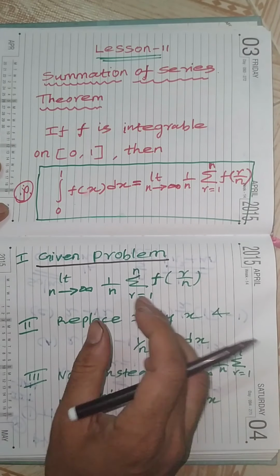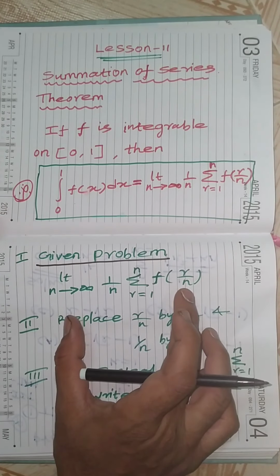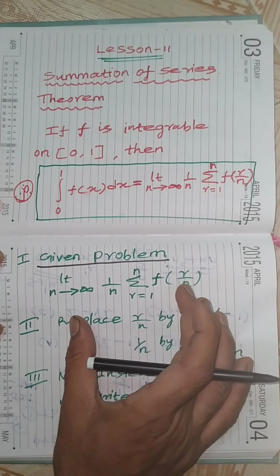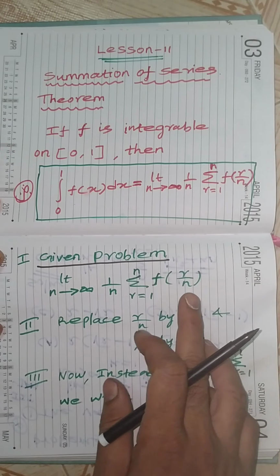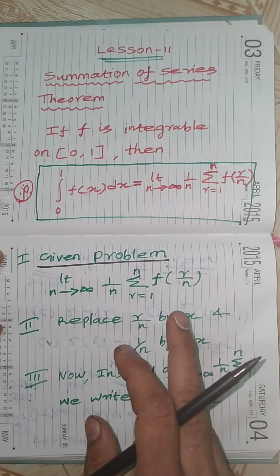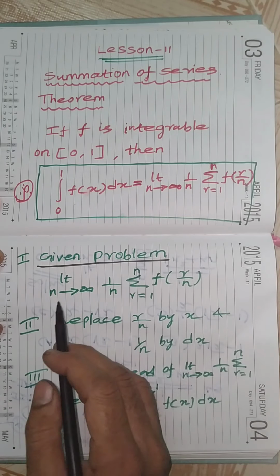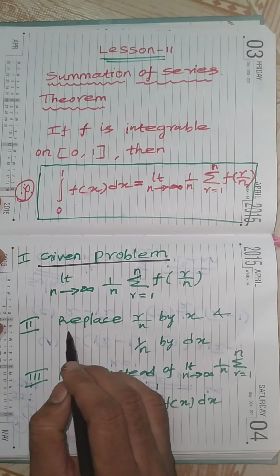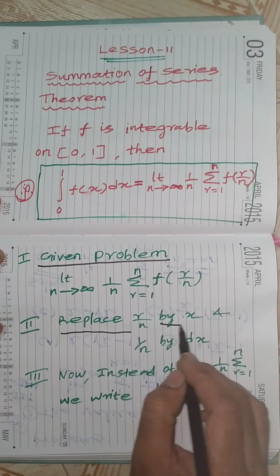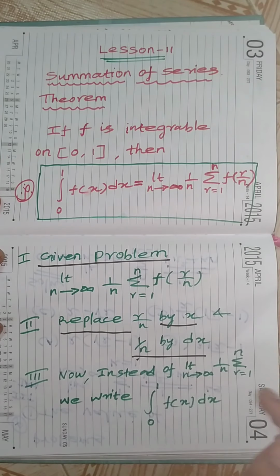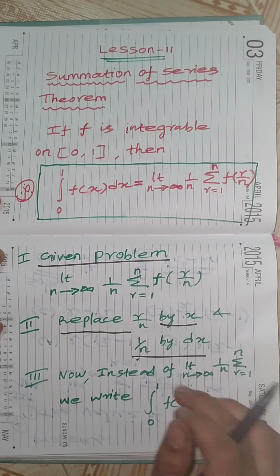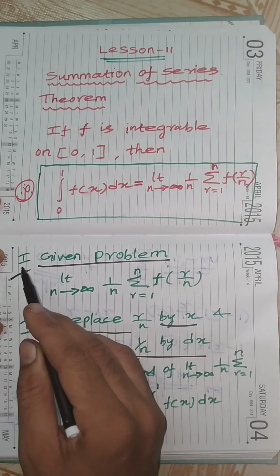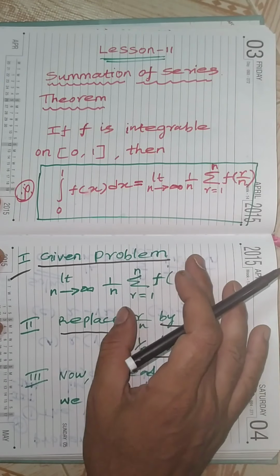The given problem will be of this form, so it is very easy to identify in the question paper. So this is our first step. Second step: in the given problem, replace r by n by x, and replace 1 by n by dx. So this is the first step, we have to identify the problem.